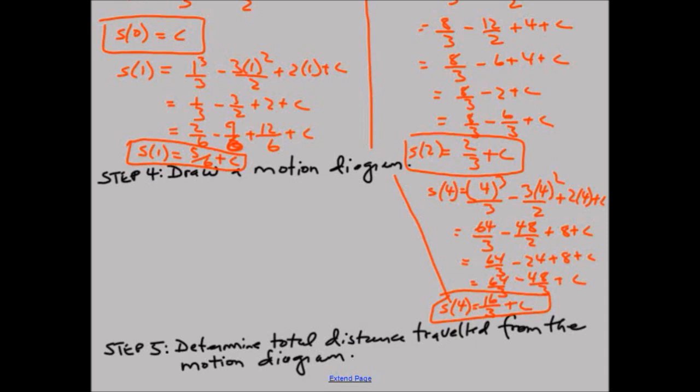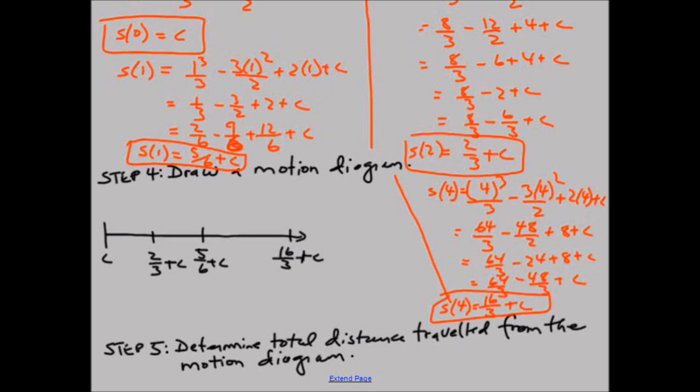Step 4, draw a motion diagram. All right, so motion diagram, we need to determine which of these values is bigger and smaller than the others. So c is the smallest, so it will come first. So this is the motion diagram. It's just talking about how far away we are. The next biggest is 2 over 3 plus c. The next biggest is 5 over 6 plus c, and then way over there would be 16 over 3 plus c.